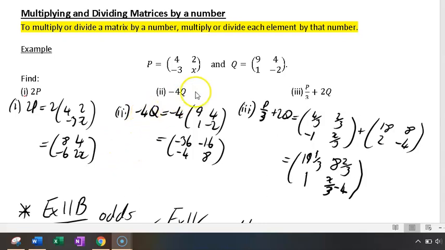Second one, we've got a matrix Q, we multiply it by minus 4. So every element again gets multiplied by minus 4. Minus 4 times all the elements gives you minus 36, minus 16, minus 4, and 8.